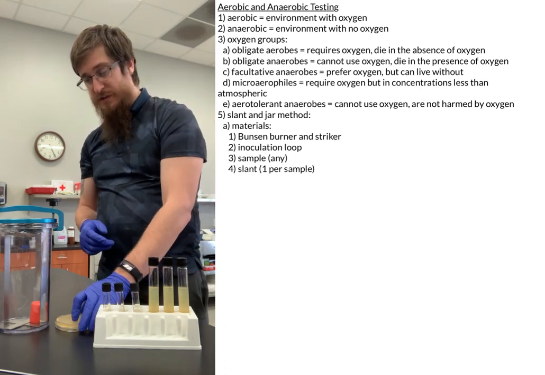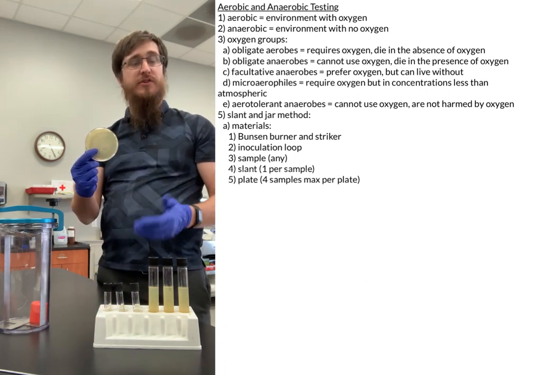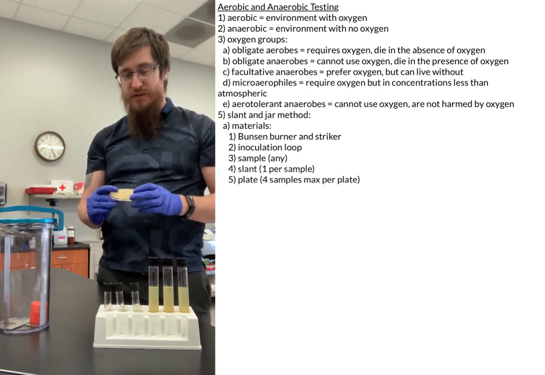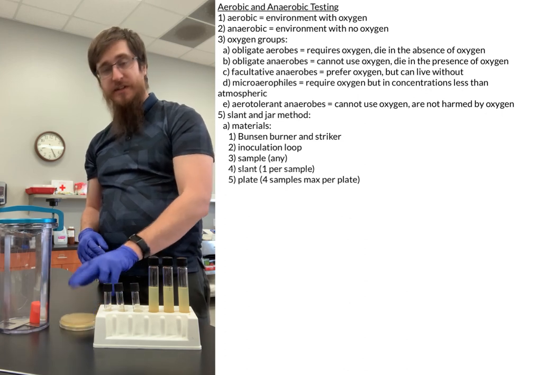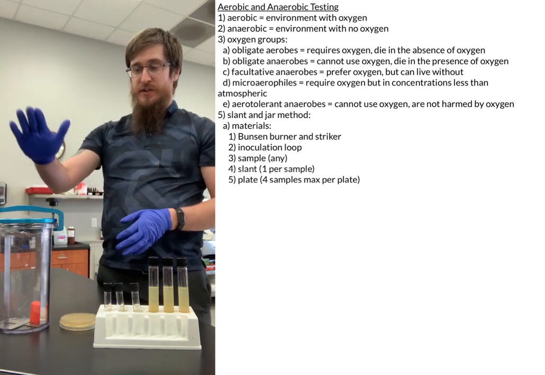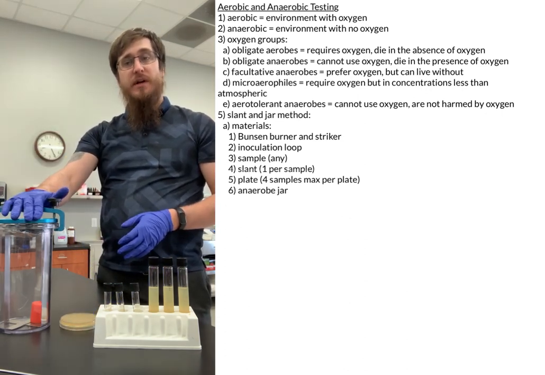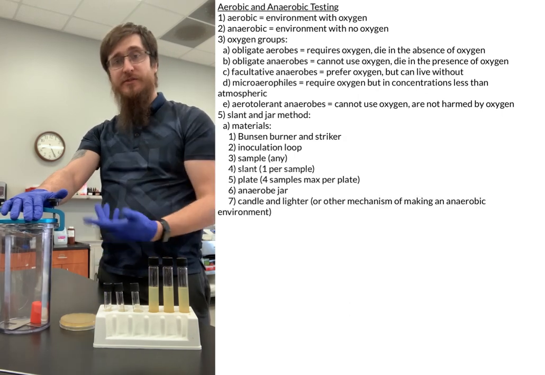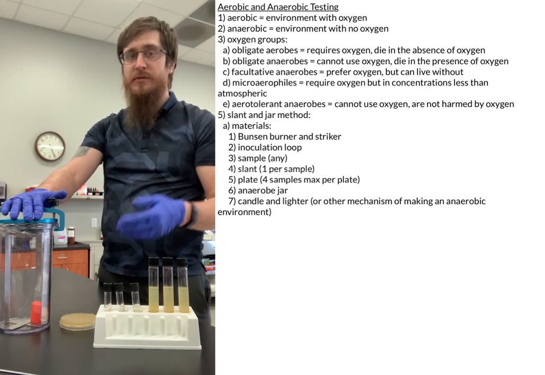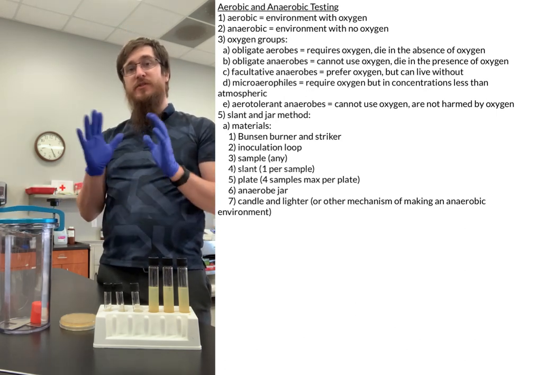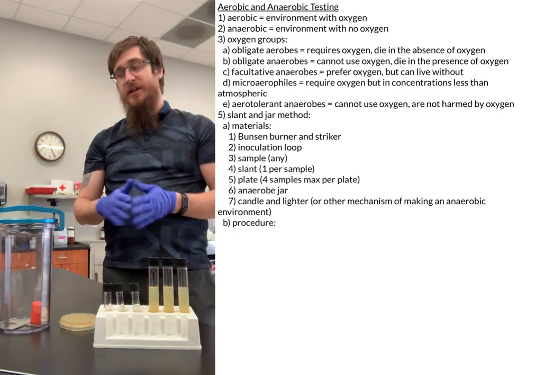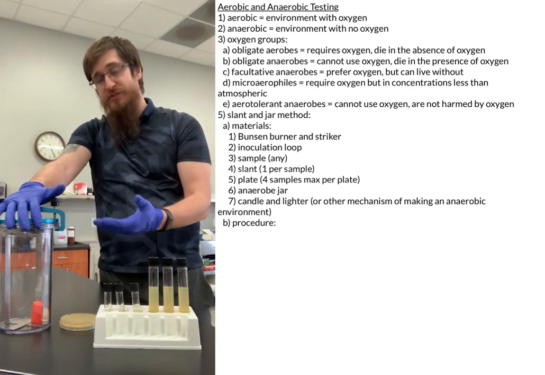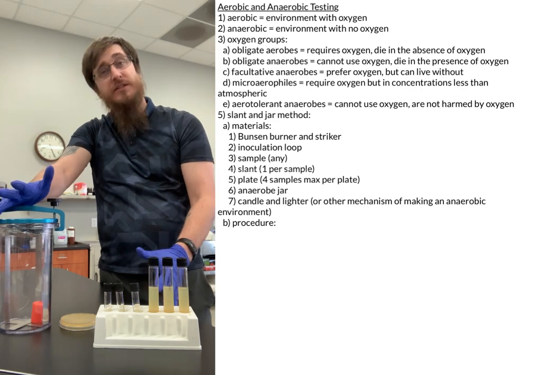And then you're going to need a plate, and if you're doing multiple samples, you can put up to 4 generally on one of these plates here. But you will need a slant and a plate, and then you're also going to need our anaerobe jar. And generally, when it comes to the anaerobe jar, you will also need a candle and something to light the candle with, so just a lighter. Basically, the way that this technique works is that our anaerobe jar is basically a fancy mason jar that we pay $1,000 for because science.